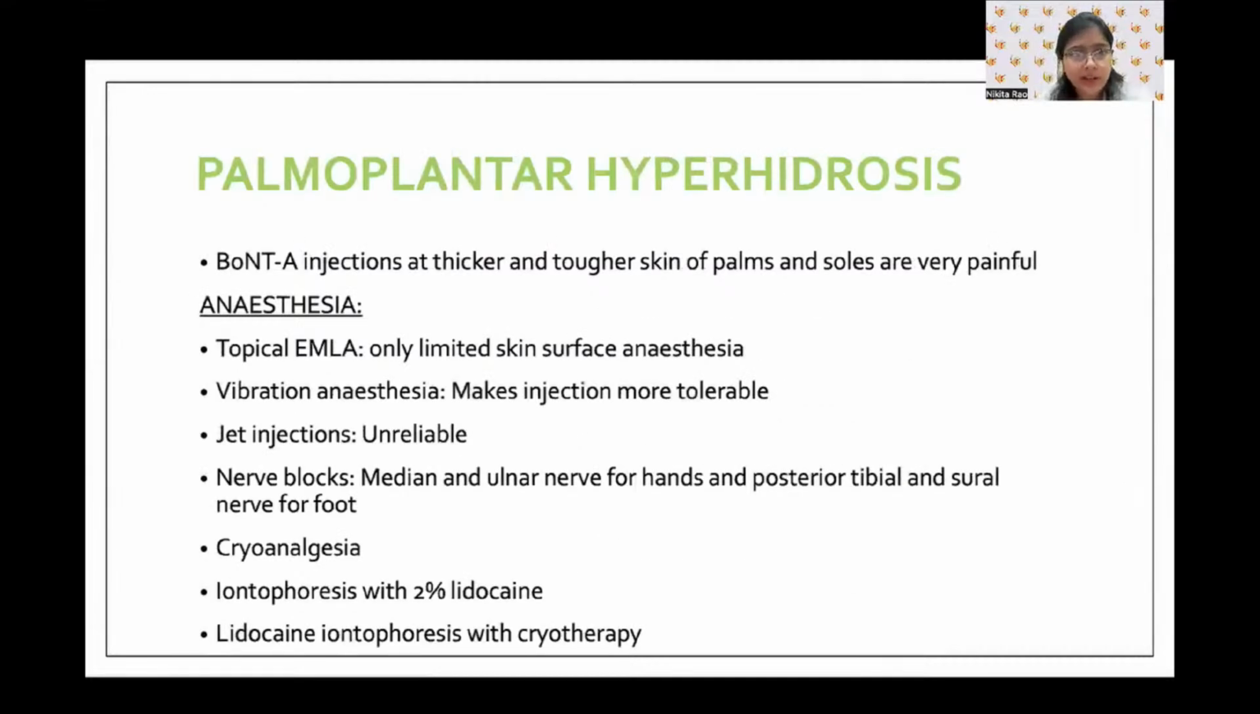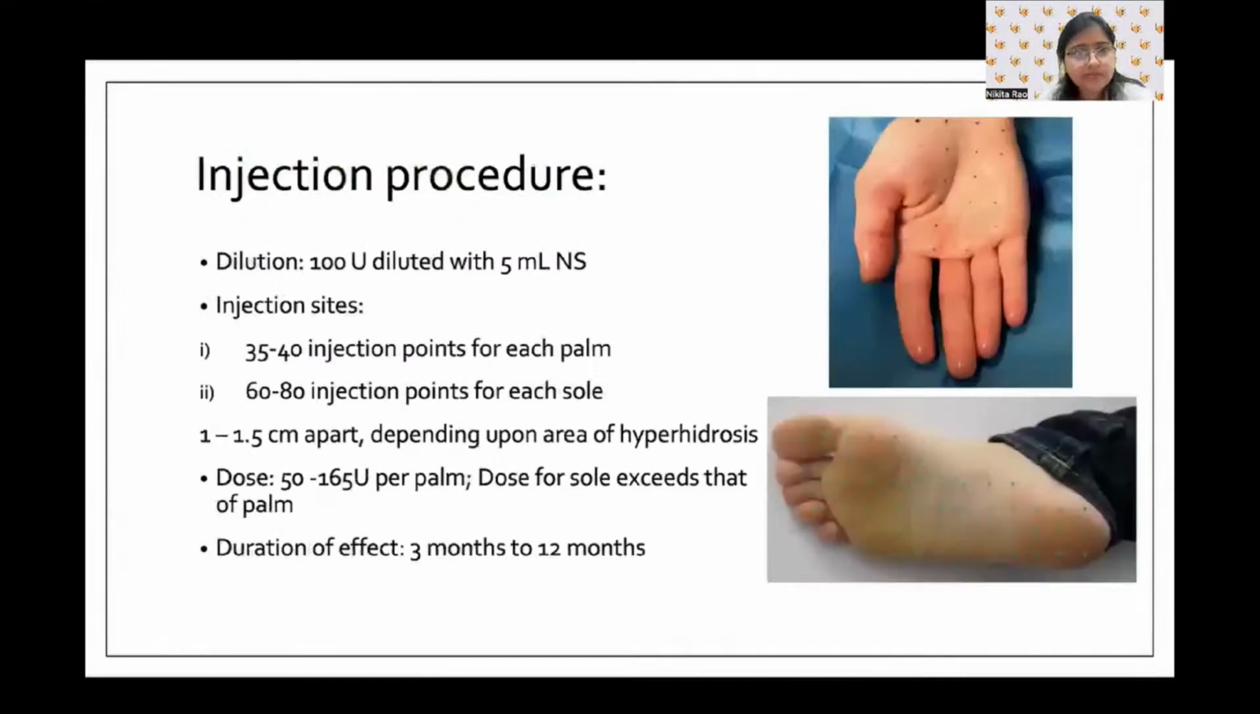Coming to palmoplantar hyperhidrosis, the injections of botulinum toxin here are very painful due to the thicker and tougher skin of the palms and soles. Topical anesthesia in the form of topical EMLA is not quite successful as it is only limited to the skin surface. Vibration anesthesia somehow makes the injection more tolerable. Nerve blocks, of the median and ulnar nerves for the hands and the posterior tibial and sural nerves for the feet, have been tried with more success.